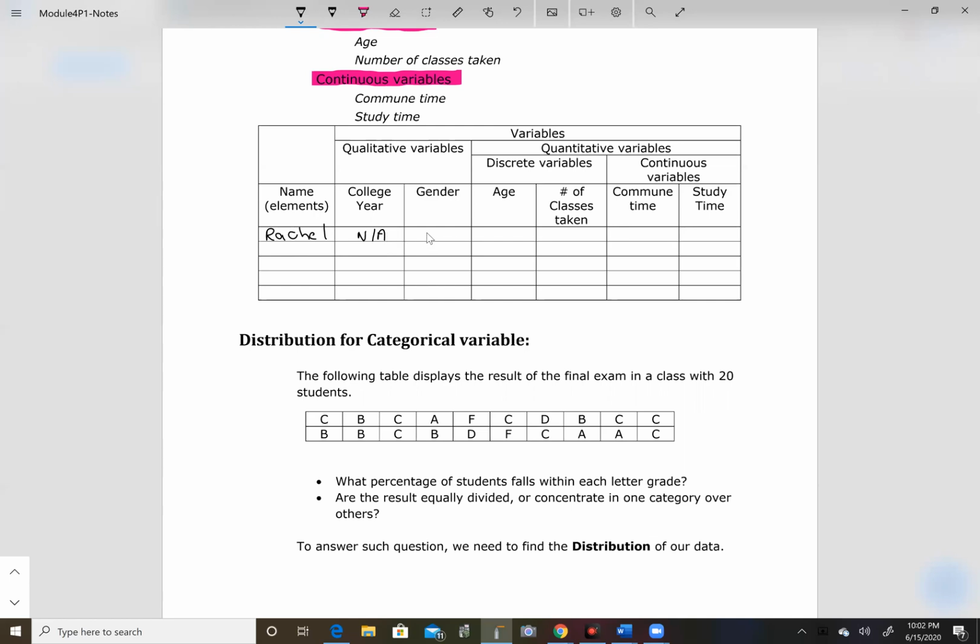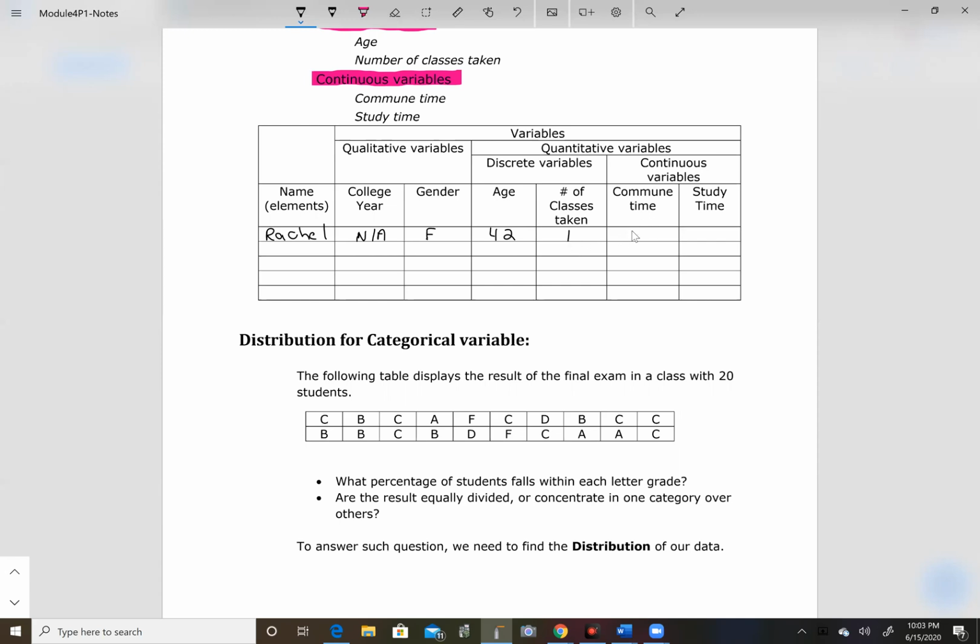My gender here is female, and you could use anything you want here for gender. It doesn't have to be male or female. My age is 42. The number of classes I'm taking is 0. I guess I could be teaching, so maybe I'll say I'm teaching 1 class right now. Well, let's just say 1.